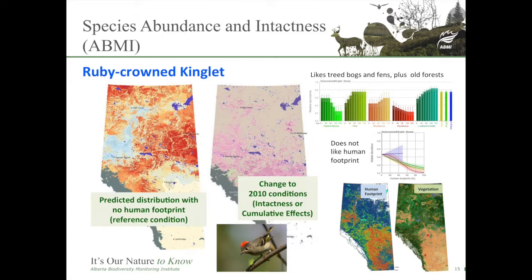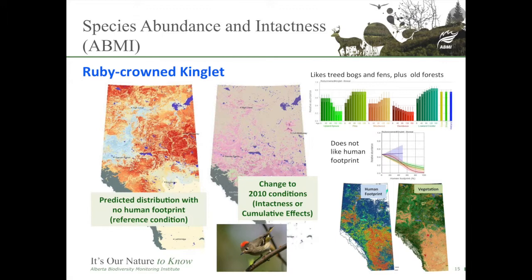of ruby-crowned kinglet. The groups of bars are spruce. So let's think white spruce, pine, mixed-wood habitat, deciduous, and lowland conifer. Think black spruce and larch. The little bars are different age classes. So 0 to 20 years, 20 to 40, 40 to 60, and so on. So you can see that ruby-crowned kinglet varies amongst the different habitats.